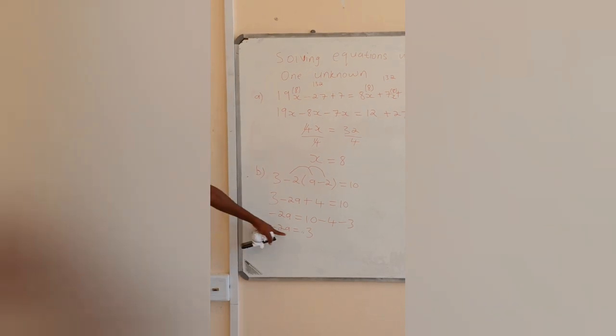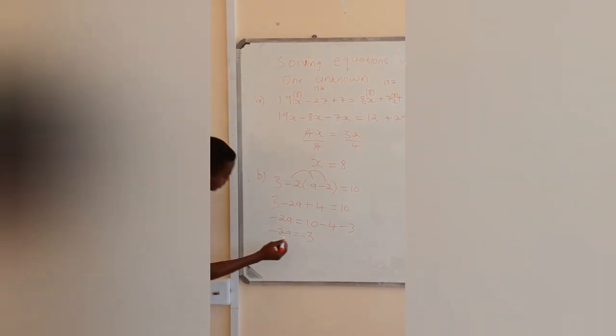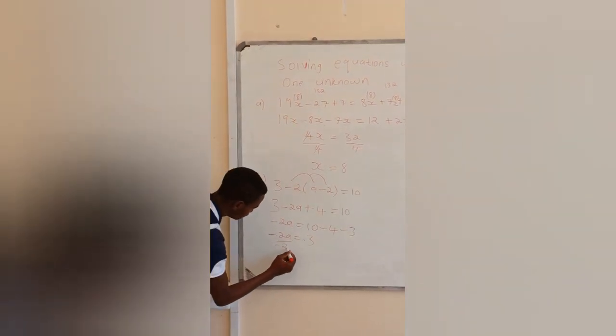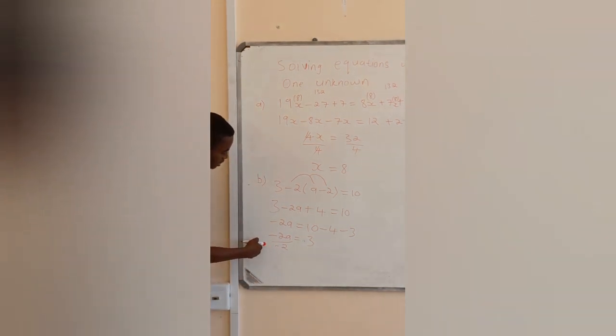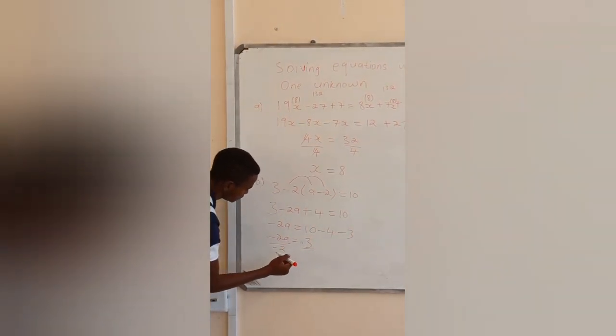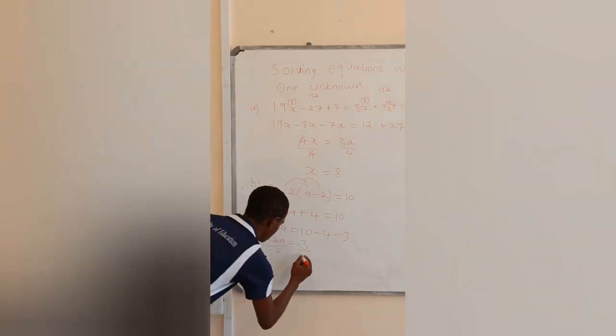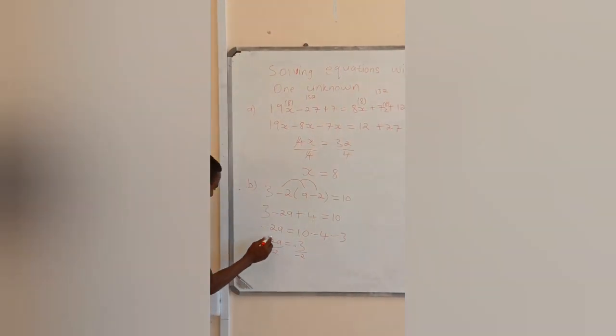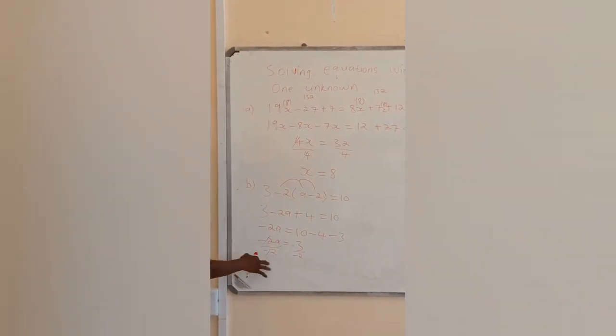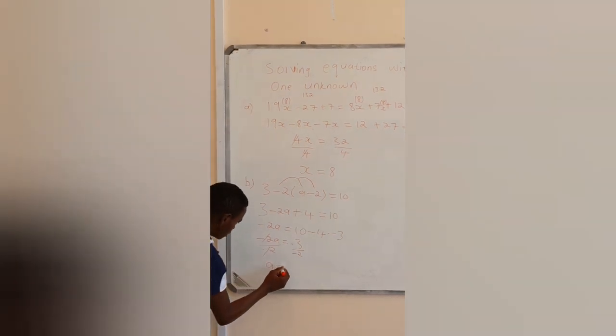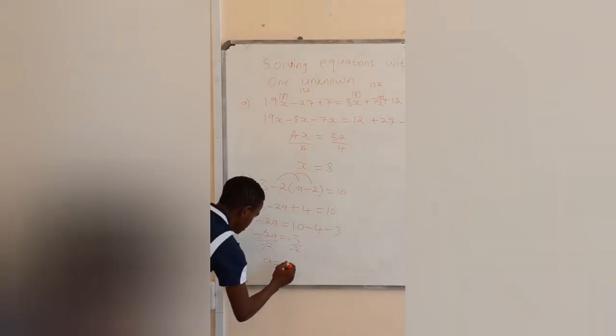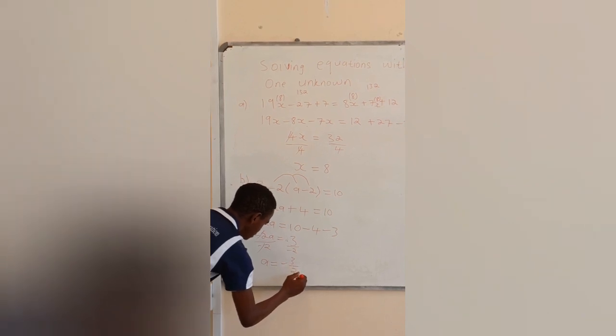Now we have to get rid of negative 2 so that we will remain with an A, which is the unknown variable. Then we divide everything by negative 2, and whatever you are doing at the left hand side, at the right hand side also it has to be done, which is negative 2. Negative 2 over negative 2 is just 1. 1 times A, you will be left with A. It's equal to, your answer is negative 3 over 2.